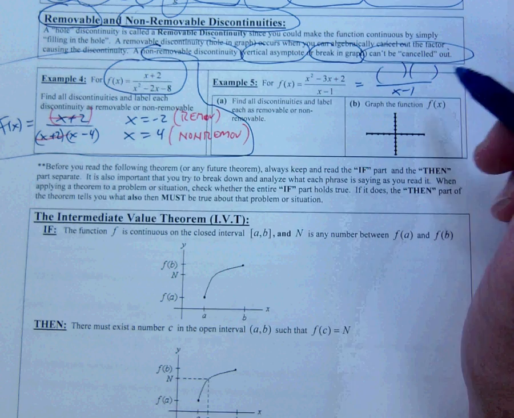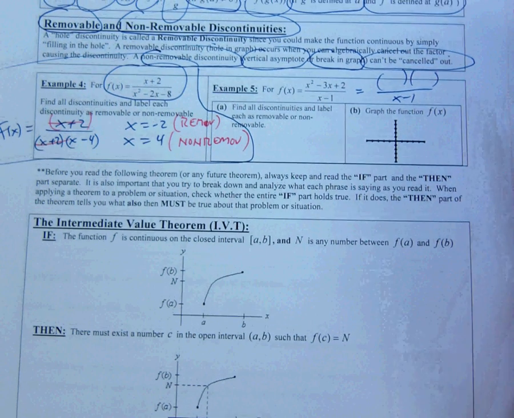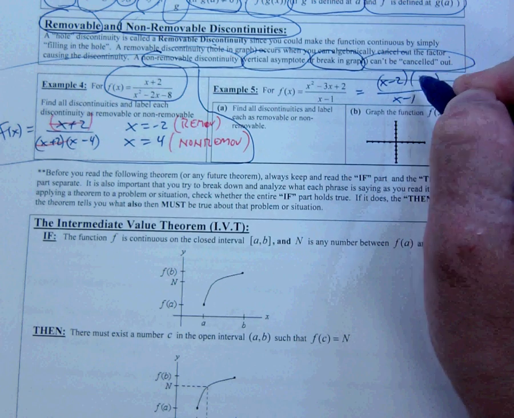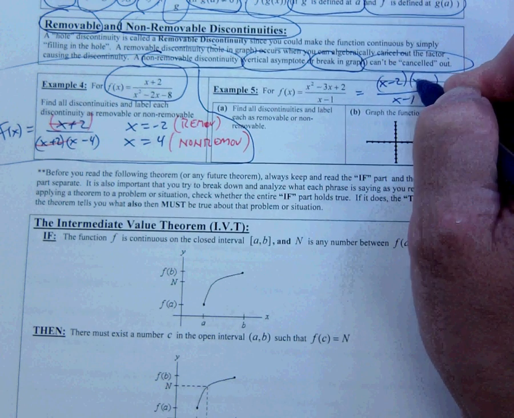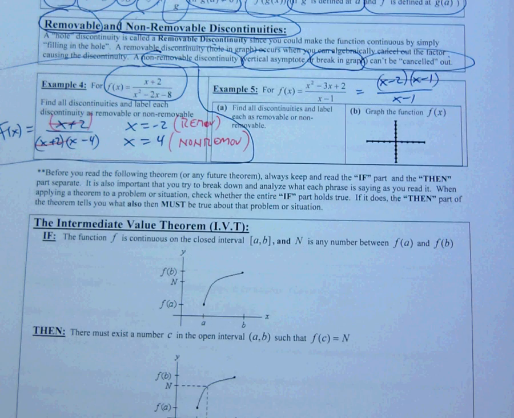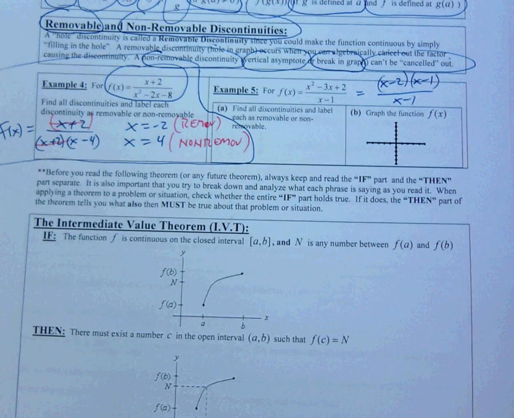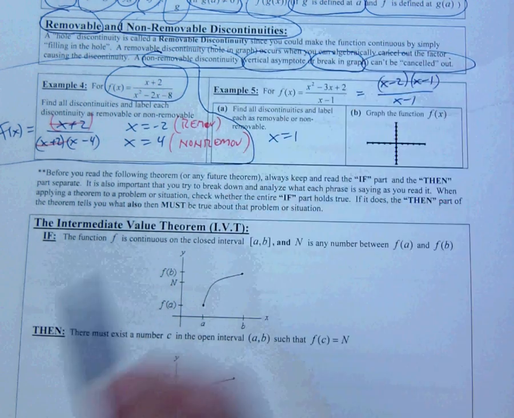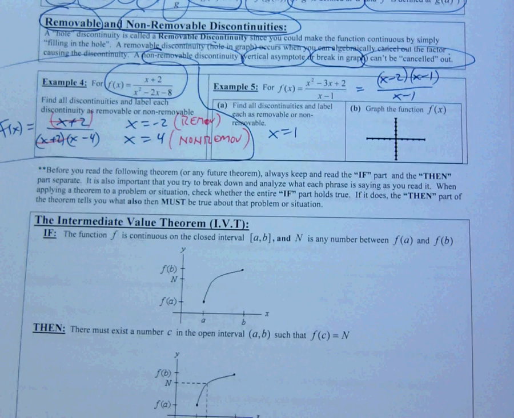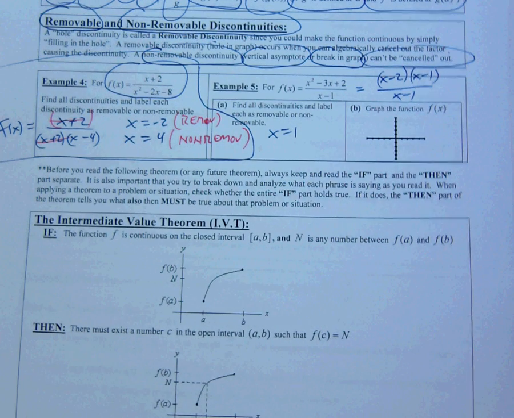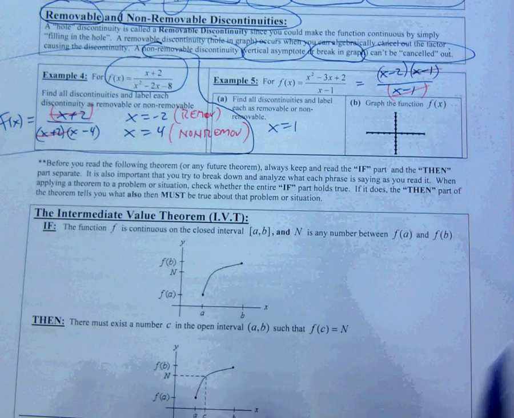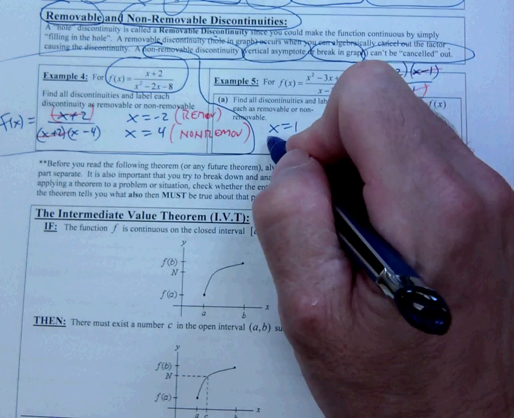Does the top factor, guys? What does it factor into? You tell me. X times x minus 1. Everybody agree that factors into that? Before you cancel anything out, are there any discontinuities? What is it? X equals 1 is a discontinuity on that function, isn't it? Is it removable or non-removable? It's removable, because I can cancel those out. And so it's removable, right?